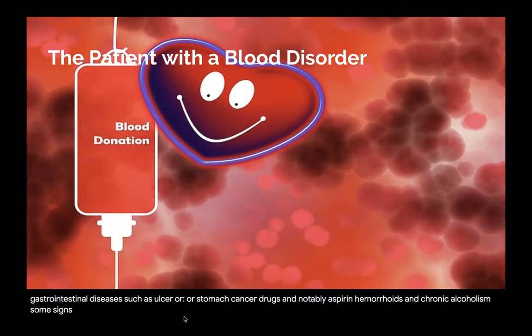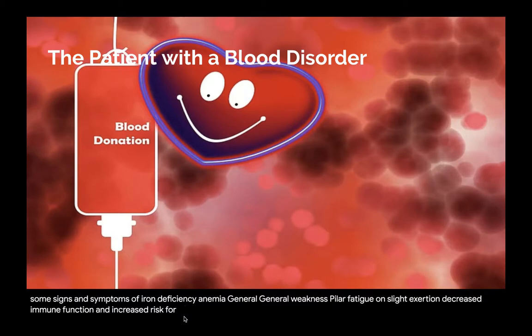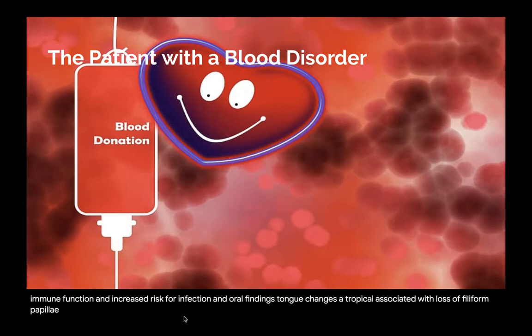Some signs and symptoms of iron deficiency anemia: general weakness, pallor, fatigue on slight exertion, decreased immune function and increased risk for infection, and oral findings. Pallor of the mucosa and gingiva, tongue changes, atrophic glossitis with loss of filiform papilla. In moderate and severe anemia, the tongue may be smooth and shiny.